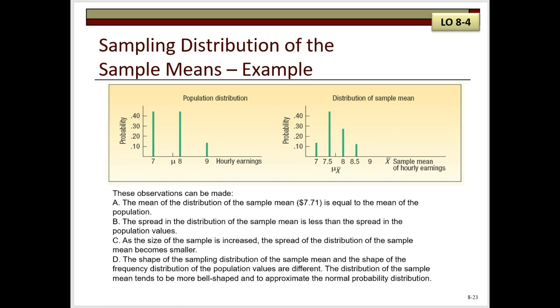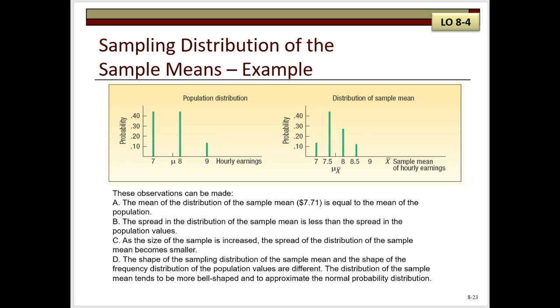We make the following observations of what we have observed in the example. Number 1, the mean of the distribution of the sample mean, $7.71, is equal to the mean of the population. Number 2, the spread in the distribution of the sample mean is less than the spread in the population values. As the size of the sample is increased, the spread of the distribution of the sample mean becomes smaller.